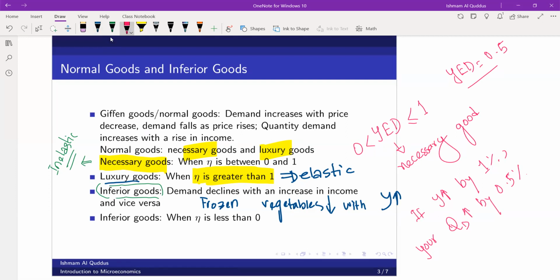So frozen vegetables can be regarded as inferior goods. This is also very important. When YED is less than 0, this means there is a negative impact, right? If your income increases, then there's a negative impact on the quantity demanded. That means YED would be negative, and that means that the good is an inferior one.